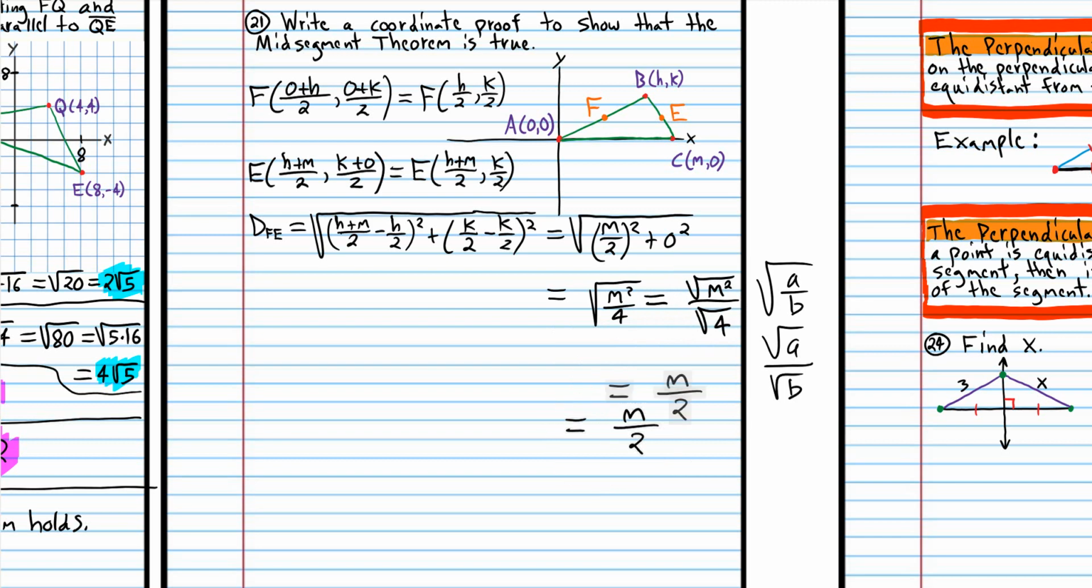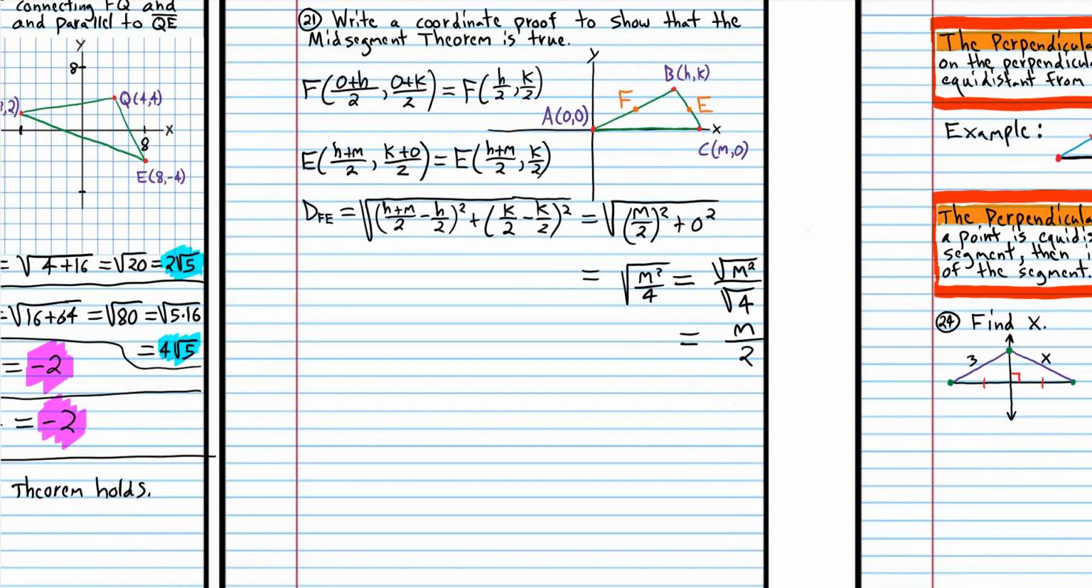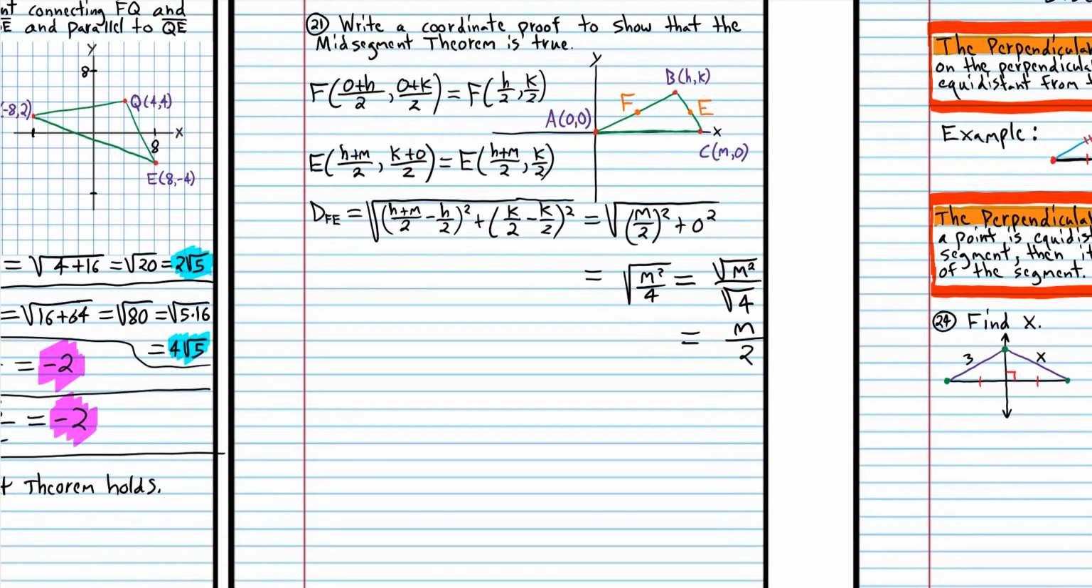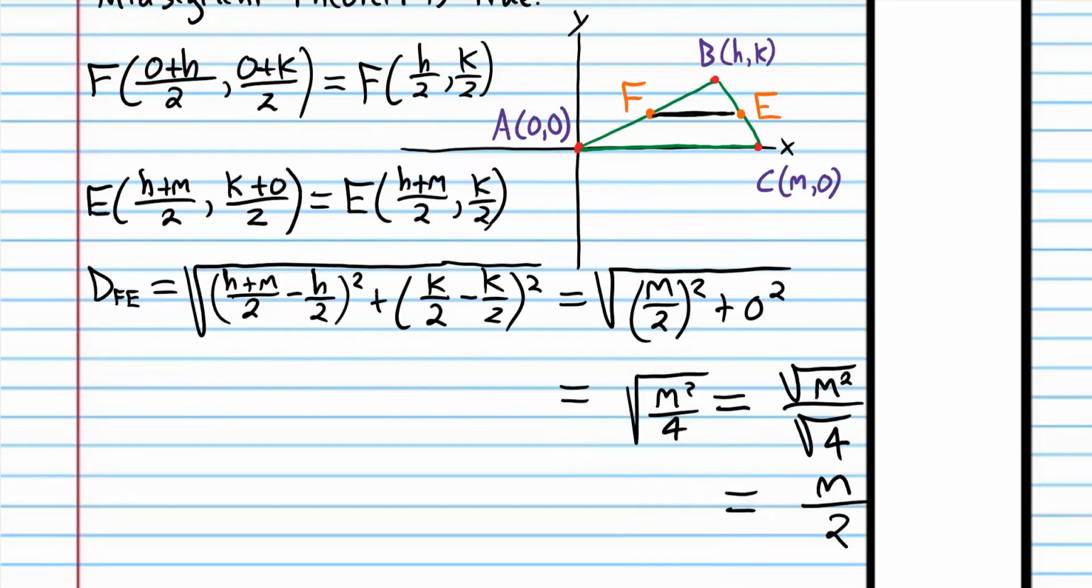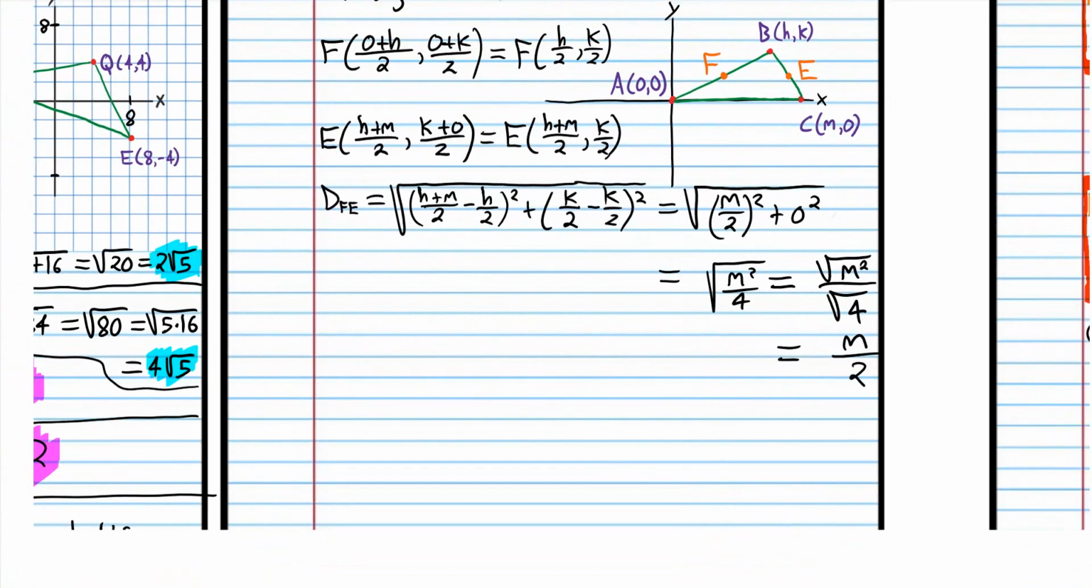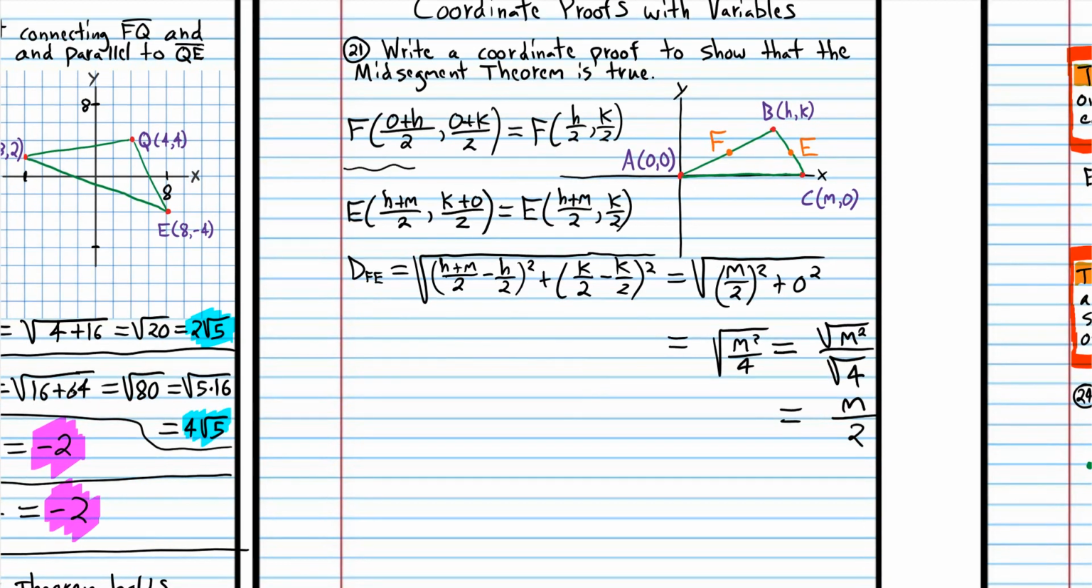This is just an example of a coordinate proof where you prove the midsegment theorem. So we found the distance between F and E is m over 2. So that's this distance here. The length of the midsegment is m over 2. And I should probably put dividers here.